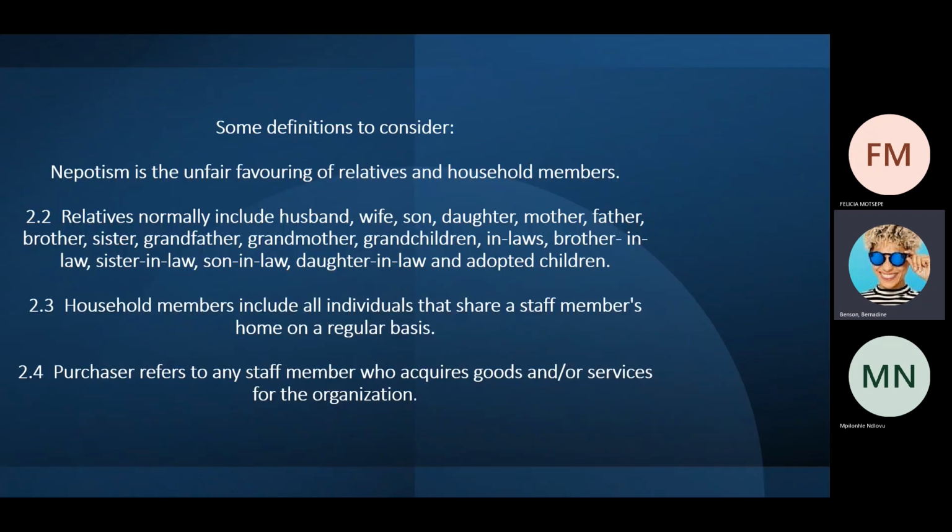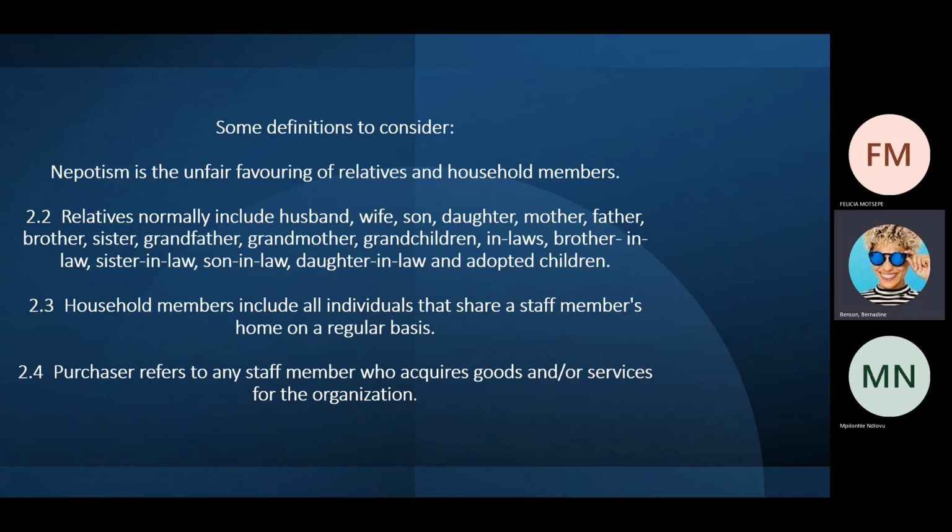So let's take a look at a couple of things. Some definitions to consider may be, in terms of this, nepotism is the unfair favoring of relatives and household members. So here we have two things. We have relatives and we have household members. So what is a relative? Well, in terms of this policy, a relative normally includes husband, wife, son, daughter, mother, father, brother, sister. So there's your immediate. Then there's grandfather, grandmother, or grandchildren. In-laws. So any in-laws, father-in-law, mother-in-law, grandfather-in-law, sister-in-law, brother-in-law, son-in-law, daughter-in-law, and even adopted children.